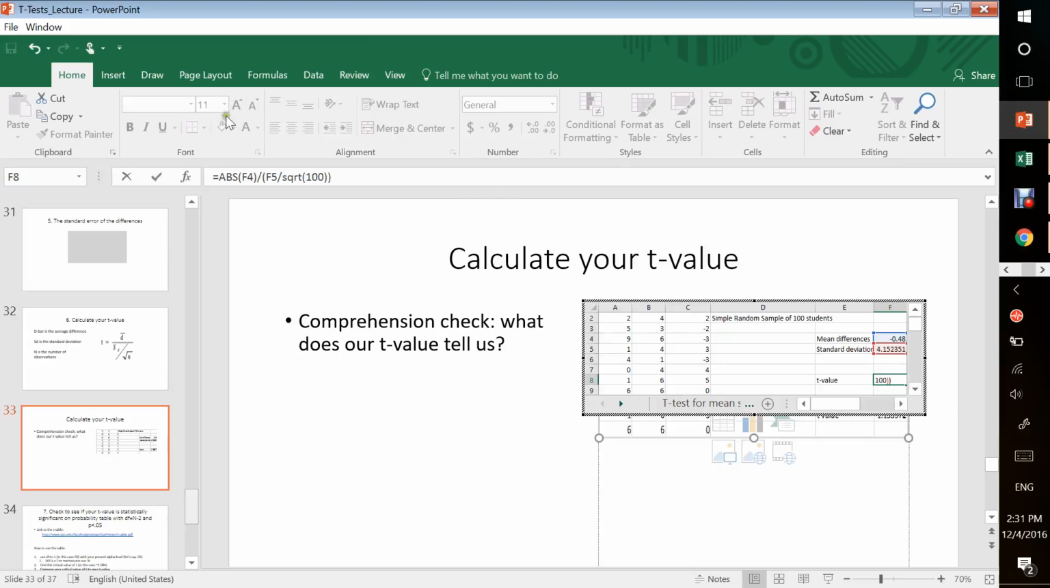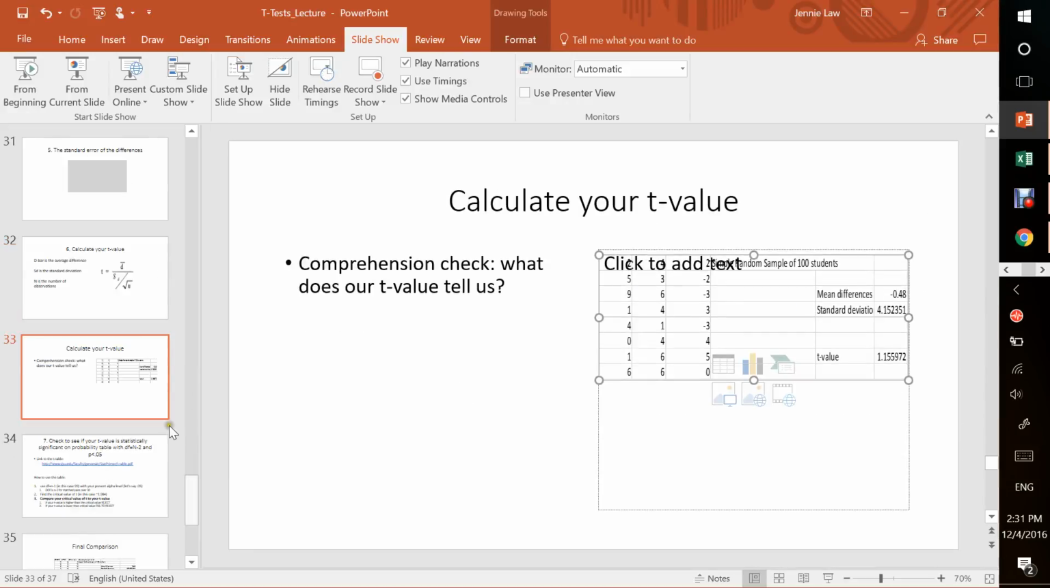So you can see that formula right up here. We're taking the absolute value of our differences, and then we're dividing it by the standard deviation divided by the square root of 100. And that gives us a t-value of 1.159.